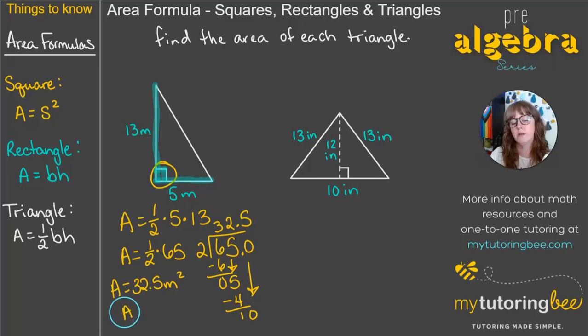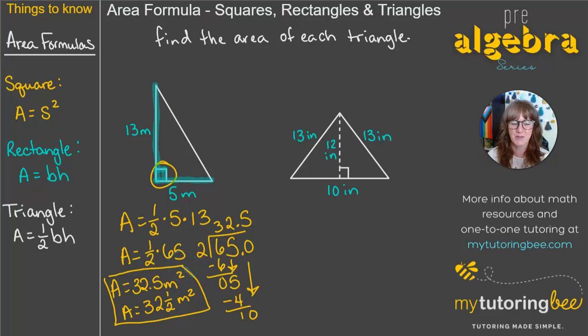And again, you could have written this as a fraction, a mixed number. So we could have also written this as 32 and 1/2 meters squared. So both of those would be correct areas for that triangle. All right, let's take a look at this triangle. Now this triangle has a lot more dimensions listed. We've got the 13, 13, 12, and 10.